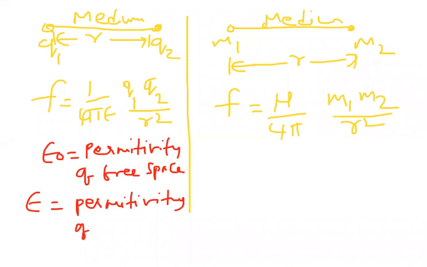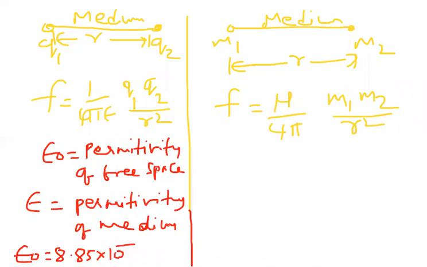This epsilon naught value is fixed. We can take it as 8.85 into 10 power minus 12 Coulomb square by Newton meter square. I hope you are clear till here. This is about epsilon and epsilon naught.